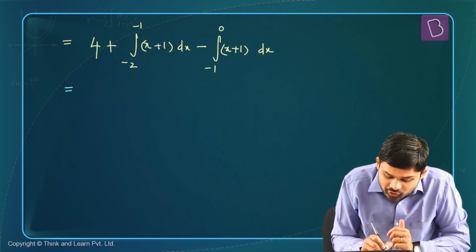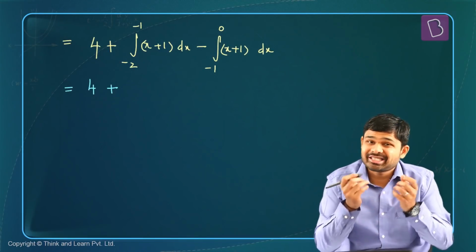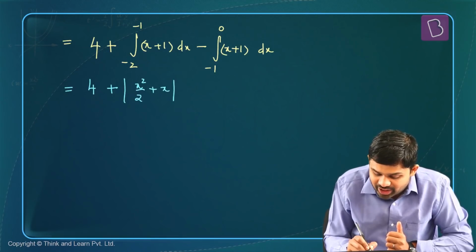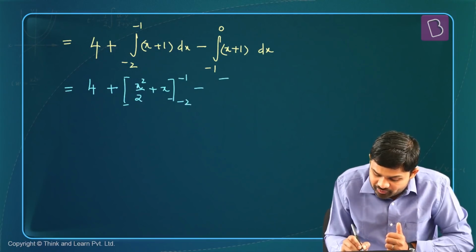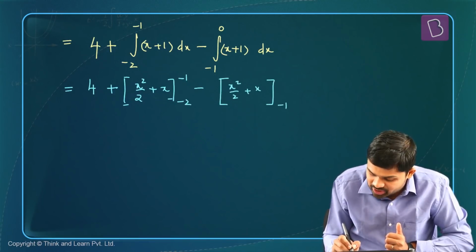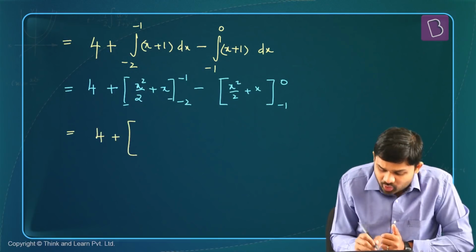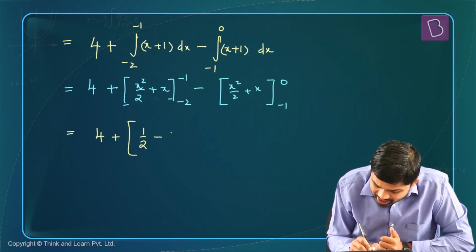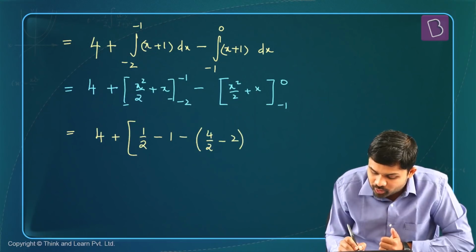That's going to be equal to 4 plus of, well, you had to integrate x plus 1. That's going to give you x square by 2 plus x. That's going to be evaluated between -2 and -1. A minus of, well, you have x square by 2 plus x, which is evaluated between -1 and 0. Very straightforward and simple. So you get 4 plus, well, when you put in the value of minus 1, you're going to get 1 by 2 minus 1 minus of, well, you have 4 by 2 minus 2.